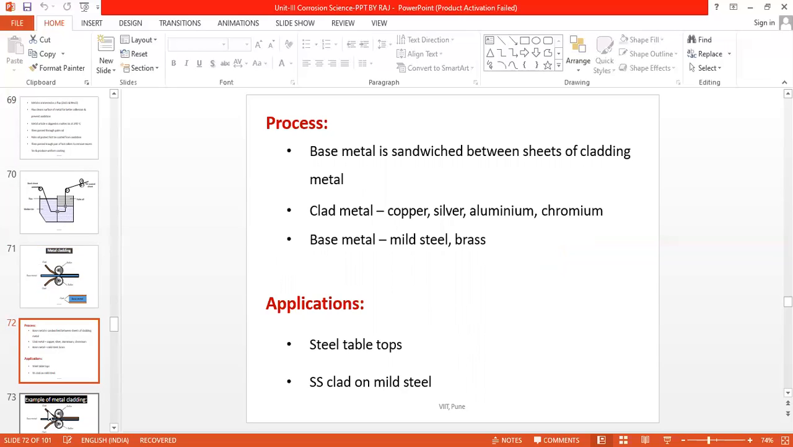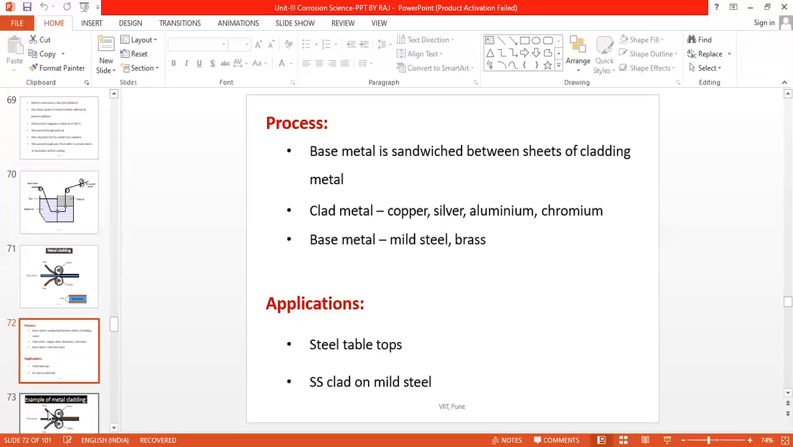What is the process? Here, the base metal is sandwiched between sheets of cladding metal. The clad metal may be copper, silver, aluminum, or chromium, and the base metal, which is to be protected, may be mild steel or brass.